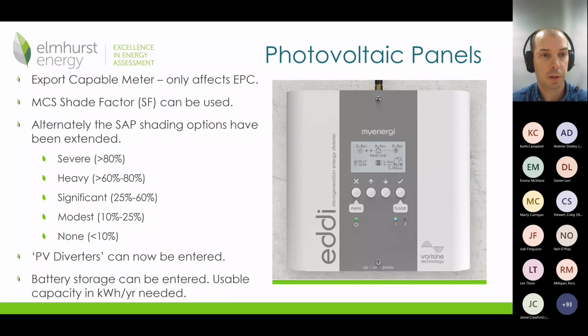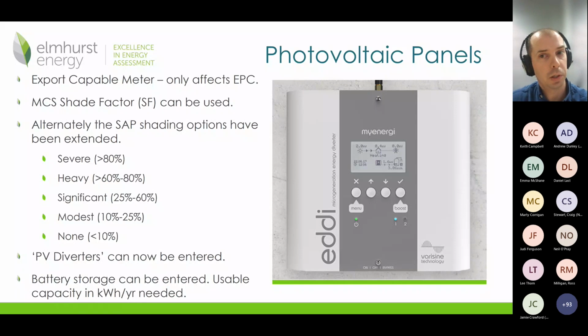Again, in the interest of accuracy, we can use an MCS shading factor. So when a PV array is designed for a building, the MCS installer has to calculate a shading factor, and that takes into account different obstacles and things. If the SAP assessor has sight of that, they can plug that into their assessment, rather than relying on generic non-significant, modest, heavy options that SAP gives.